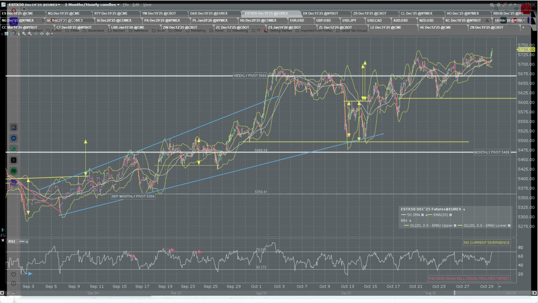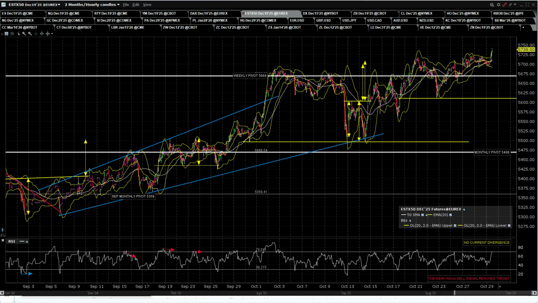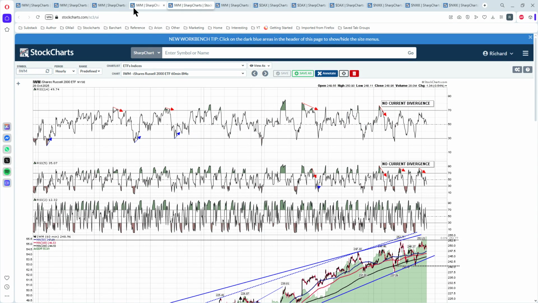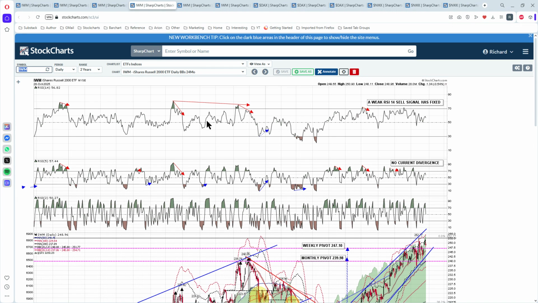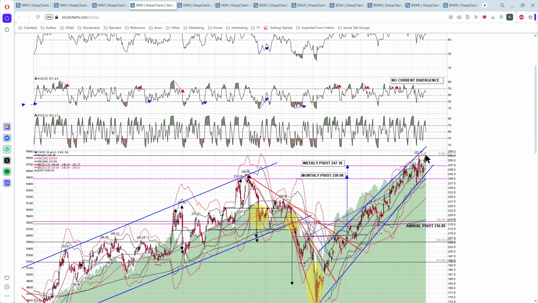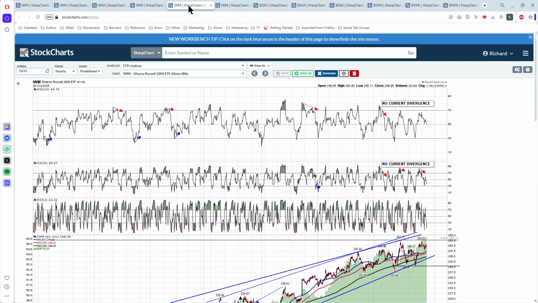All right, let's have a look at the IWM chart. Okay, IWM. On the daily chart, we've still got a weak RSI 14 sell signal fixed. I was leaning towards seeing a retest of this high here. I wasn't leaning towards seeing any higher than that, but we haven't actually quite had the retest of the high. That might still need to be done.